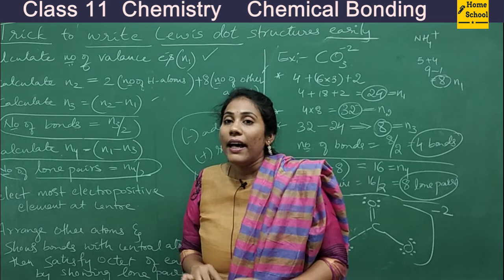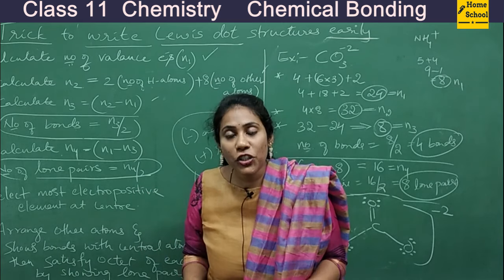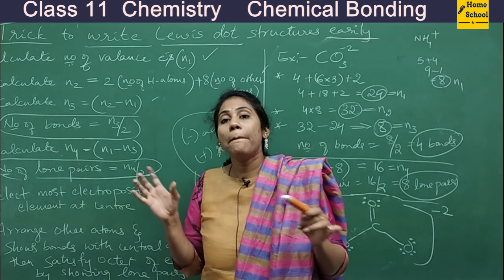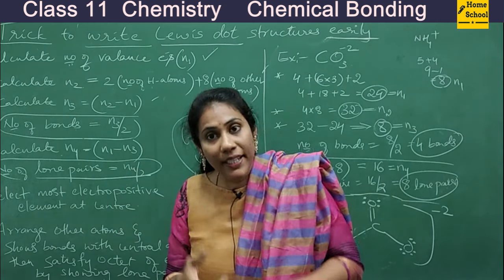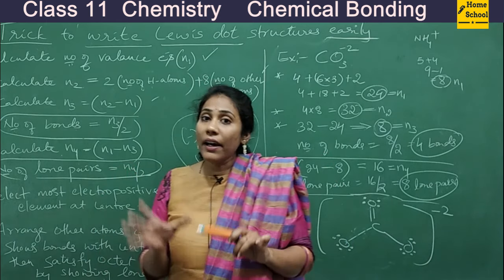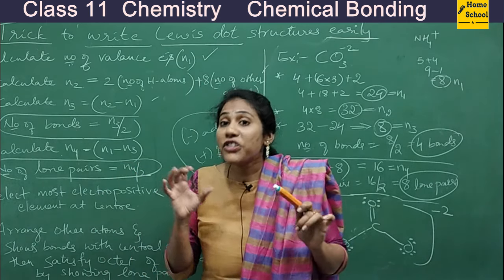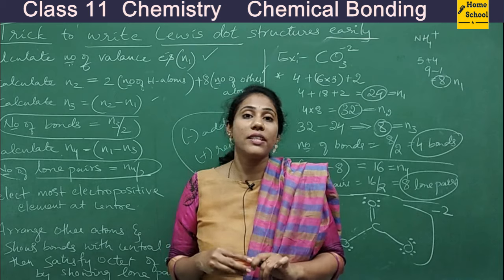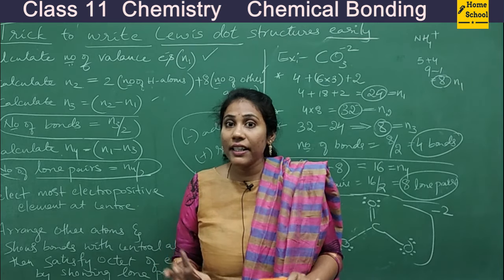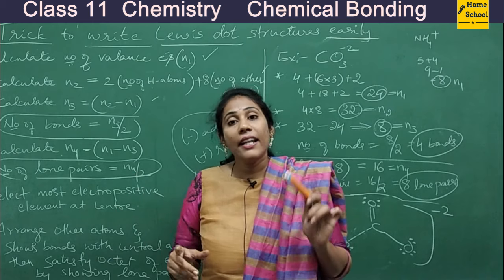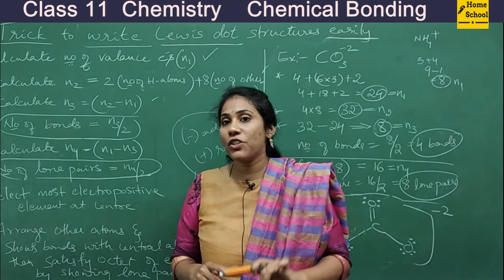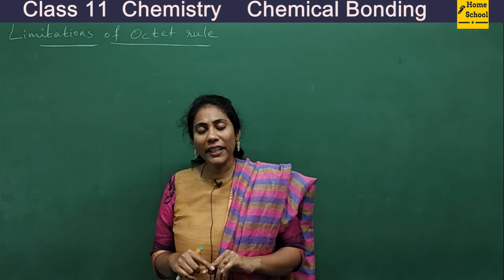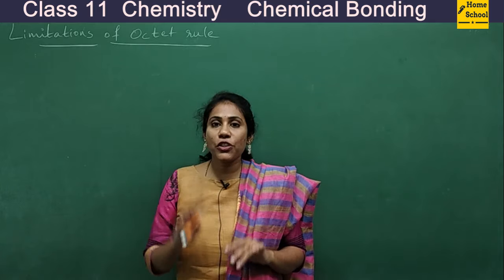Now let me tell you the limitations of the octet rule. So what is the octet rule? The octet rule says that atoms combine by losing electrons, gaining electrons, or sharing electrons to achieve a stable electronic configuration. So that's how stable molecules are formed. But for this theory, there are certain limitations. Guys, so far we have learned the importance of the octet rule, but now we will see certain limitations of the octet rule.